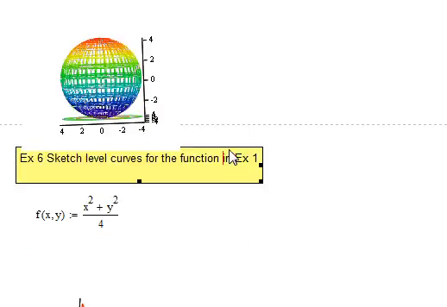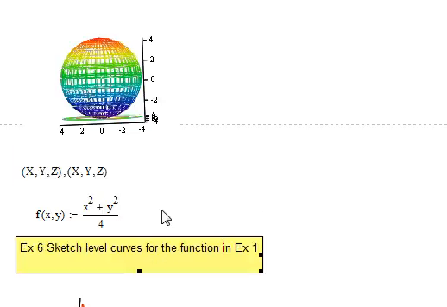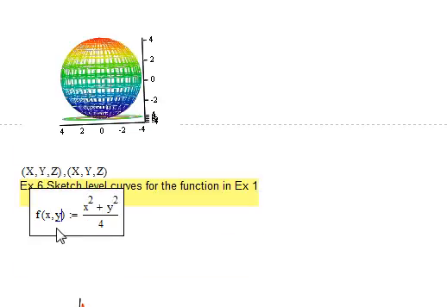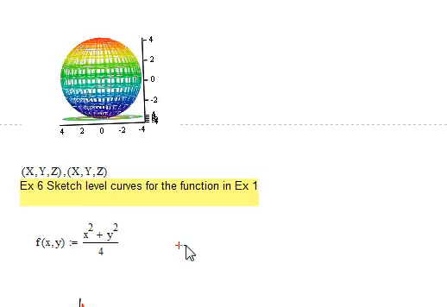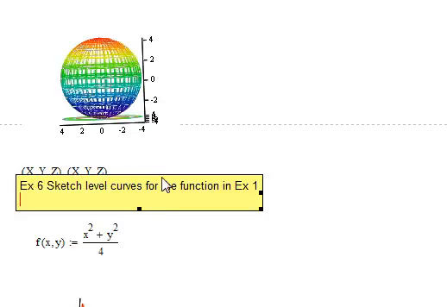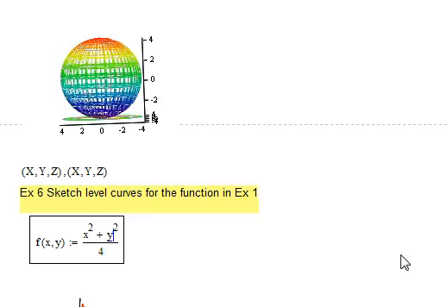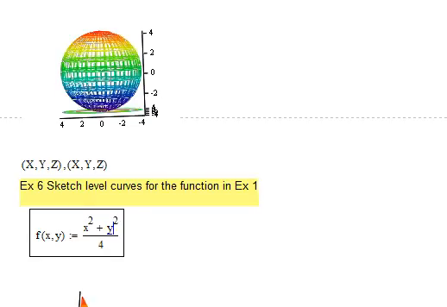Let's go sketch the level curves for the function in example 1. Okay, so here's another example. I almost lost that one, sorry. Got stuck behind other stuff. Okay, here we go. The level curves for the function in example 1. That's this function, remember? Well, let's do it.